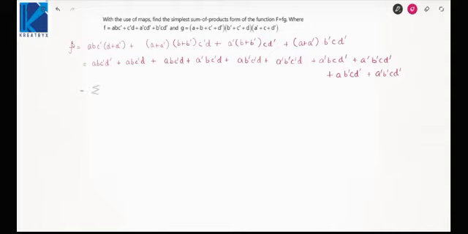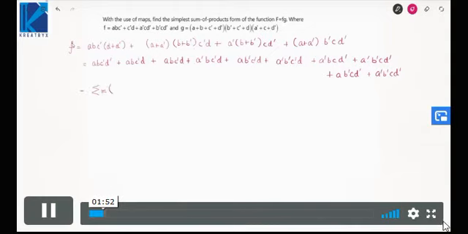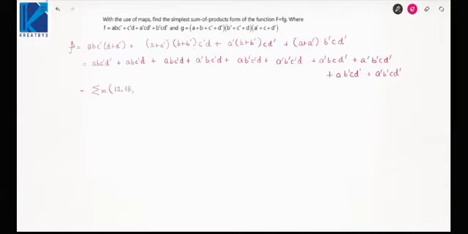Now, if you write it in terms of min terms, the first one is 1100, that is 12. Second one, 1101, that is 13. Third one, 1101, that is again 13. Then 0101, that is 5. Then 1001, that is 9. Then 0001, that is 1.